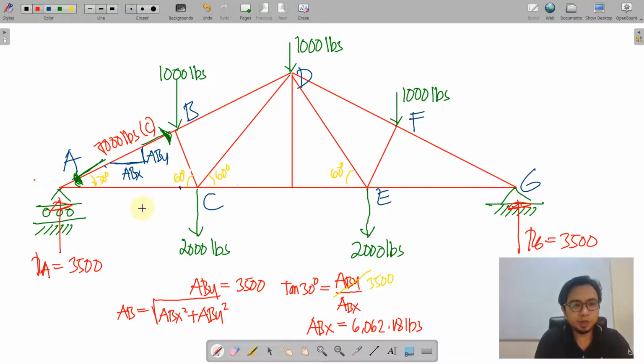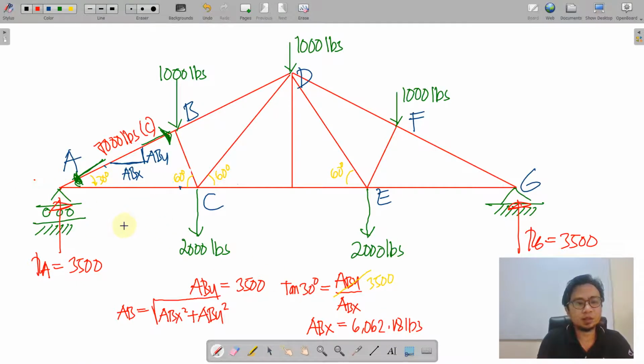So upon obtaining AB, of course, our vertical was already balanced. However, if we look at the horizontal axis on A, still we do not have balance. Why? Because by placing ABY equivalent to 3,500 to counter this 3,500, there will be a developed ABX here because of ABY. So therefore, ABX here as computed is 6,062.18, that is towards left.